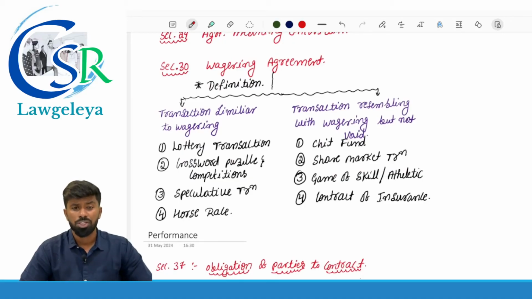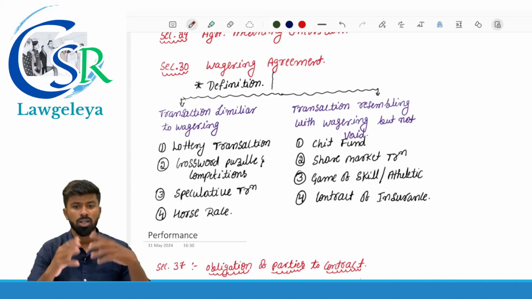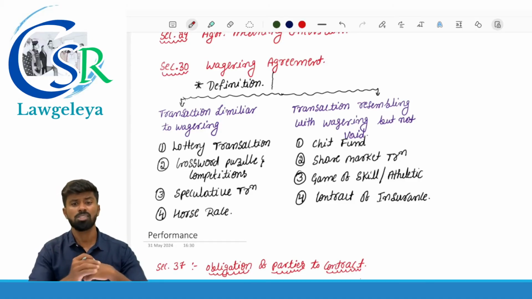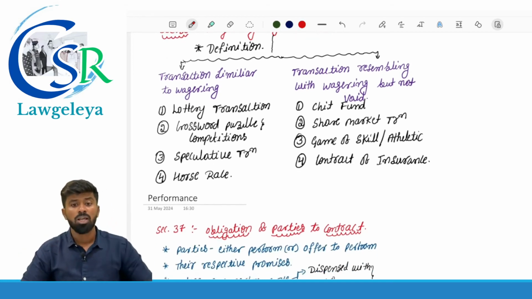What is a wagering agreement? A wagering agreement is an agreement where money or money's worth is payable by one person to another upon the happening or non-happening of an uncertain event. It's a game of chance. Is the agreement valid? No, the agreement is what? Void. There are a few transactions which are similar to wagering agreements and they are void.